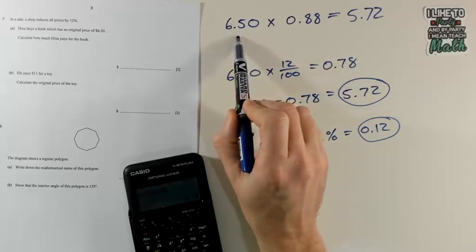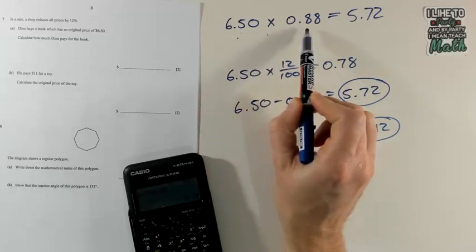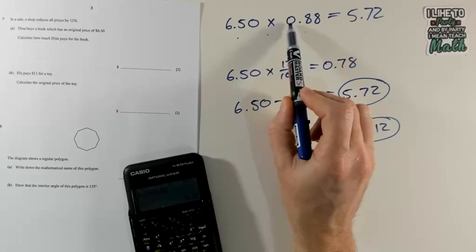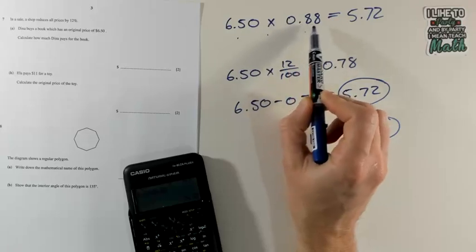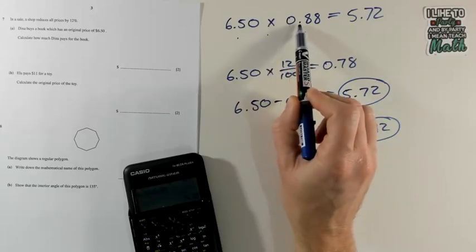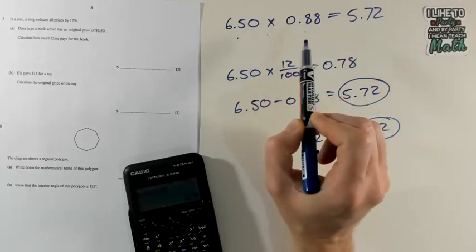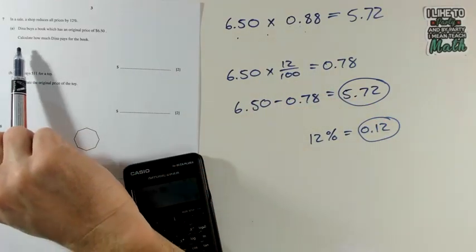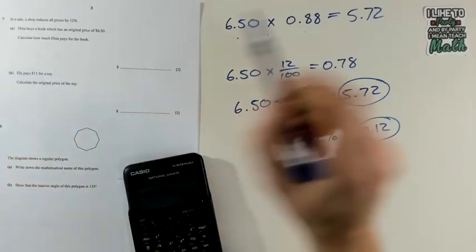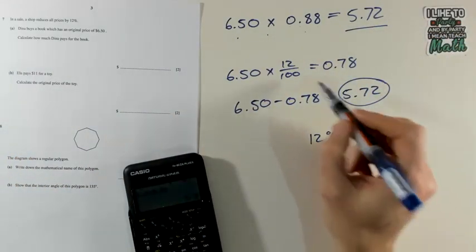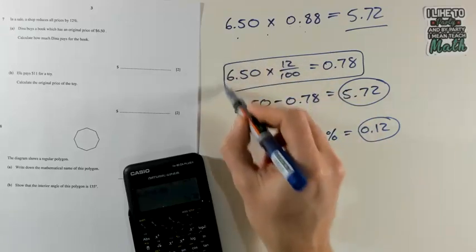I have my original price and I multiply with the part. So if it was 50% off, I'd multiply by 0.50. If it was 10% off, I'd multiply by 0.90. The catch is, for this question, they say how much she pays for the book. If they ask how much discount she got for the book, then the other option would have been the better option.